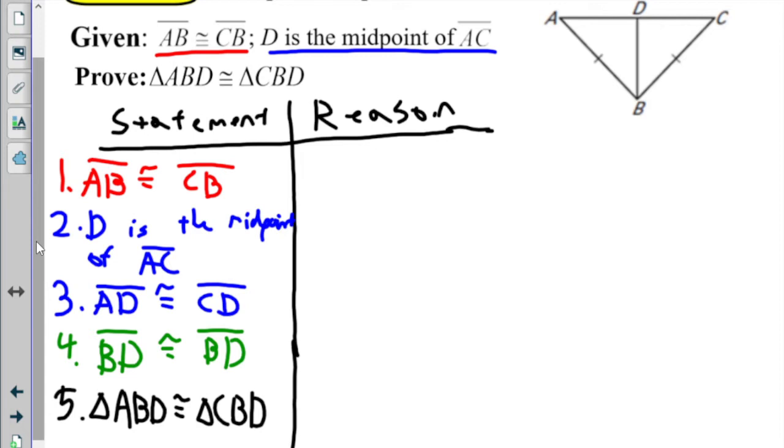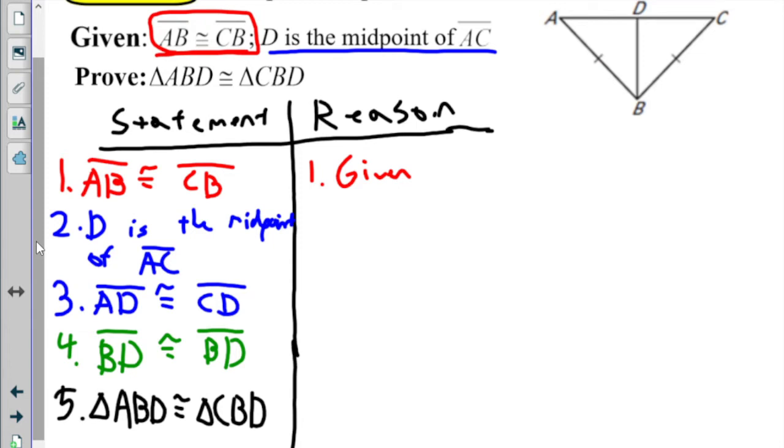So let's take a look at how this looks in a two-column way first. First step is that AB is congruent to CB. That is given. Anytime you have something that you are just copying from the given information, word for word, in this two-column proof, your reason is going to be given.